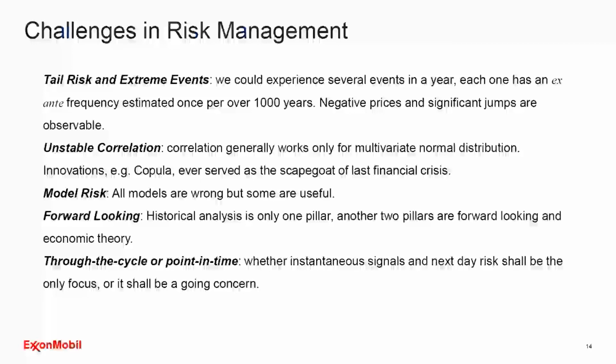If you have a multivariate non-normal distribution, correlation generally is a misused term. So people use copulas to model the dependency. And unfortunately, quants and copulas were blamed as one of the big reasons that caused the 2008 financial crisis. So there is no general approach that can solve the problem.